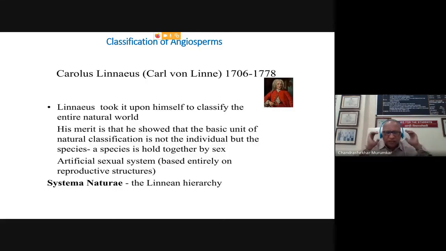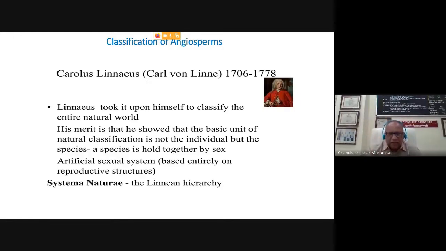Linnaeus proposed the classification system in 1753, and the name of his book was Systema Naturae, a classification of the natural plants. His merit is that he showed the basic unit of natural classification is not an individual but a species. It means he recognized that the classification has to be made not of a single plant but of a group which is capable of reproducing within itself. So the last unit of reproducible component was considered as species, and he gave the classification of that species.